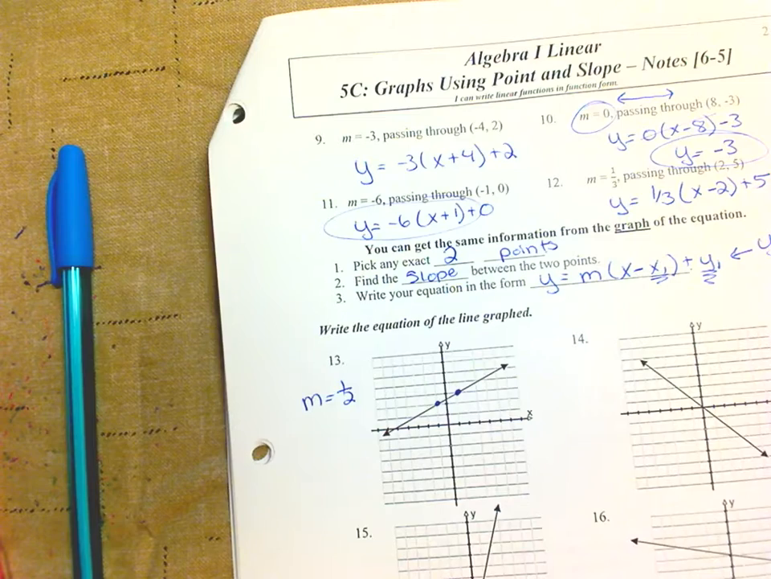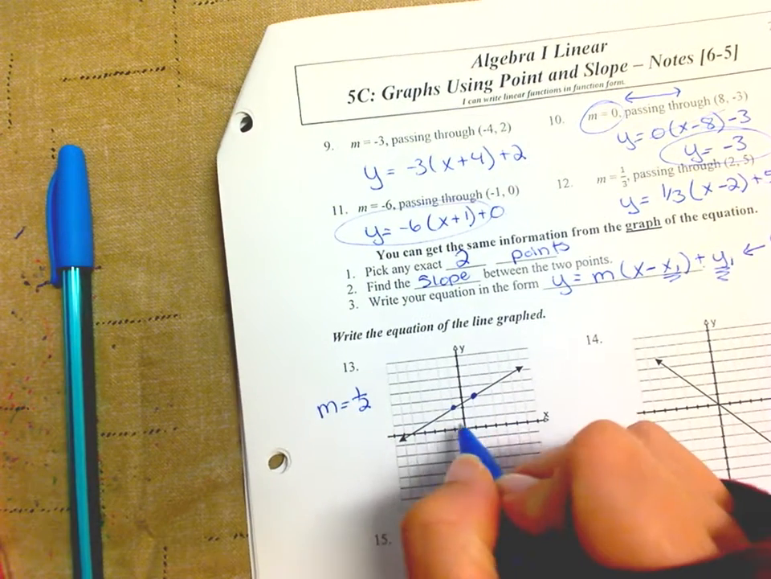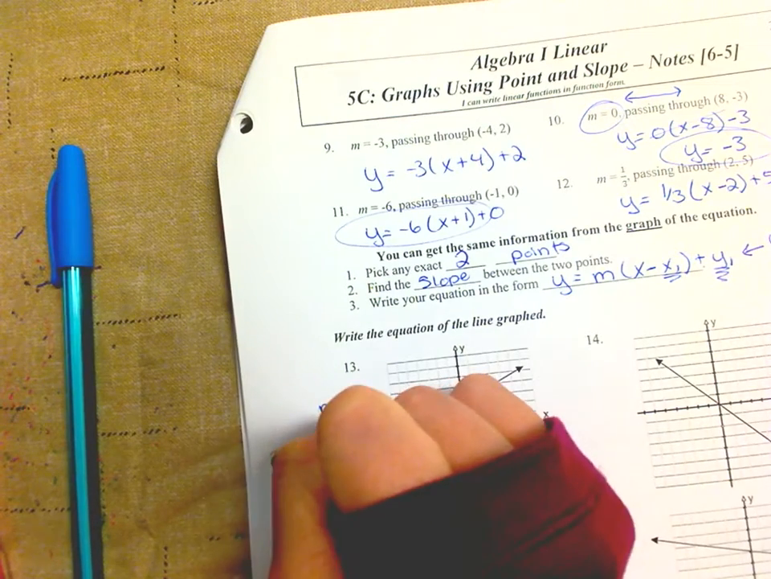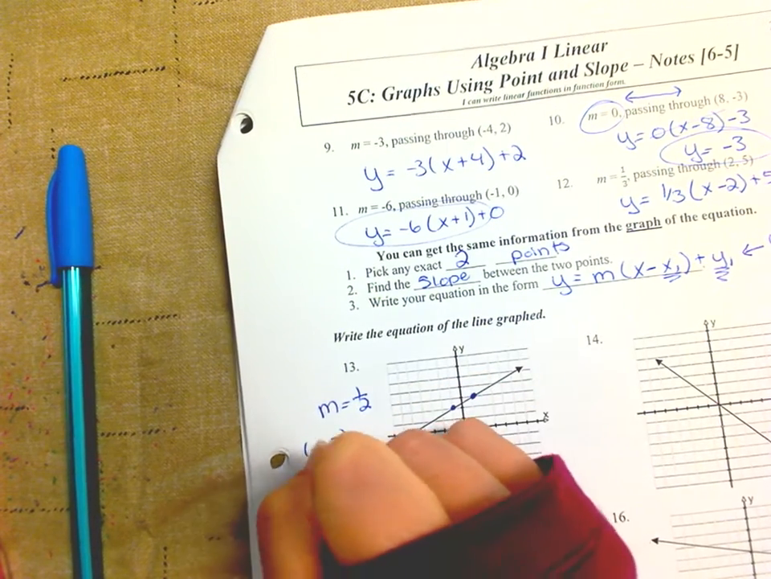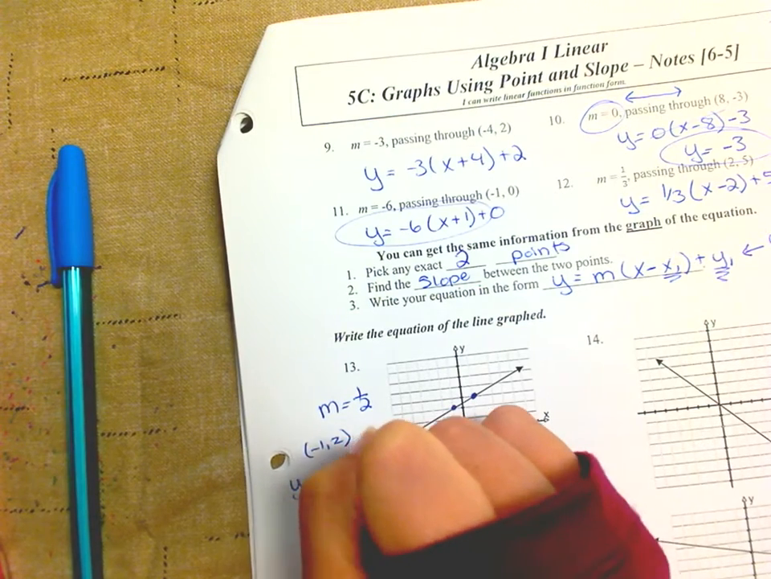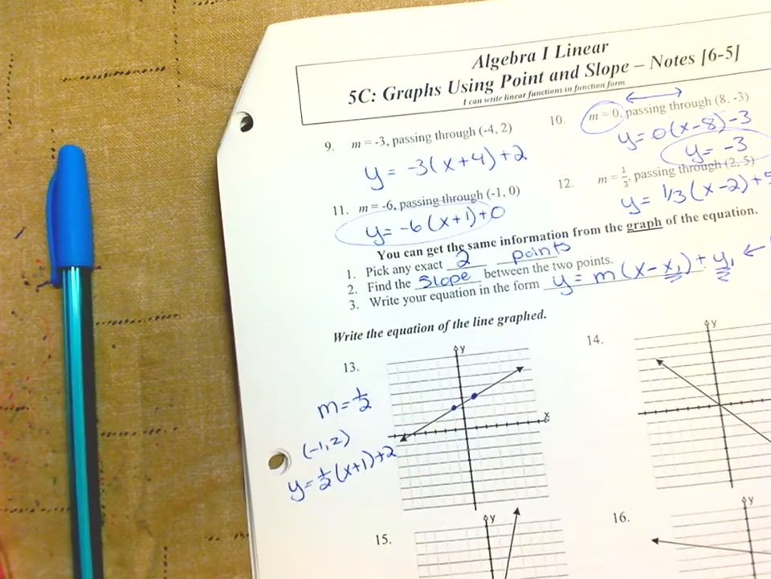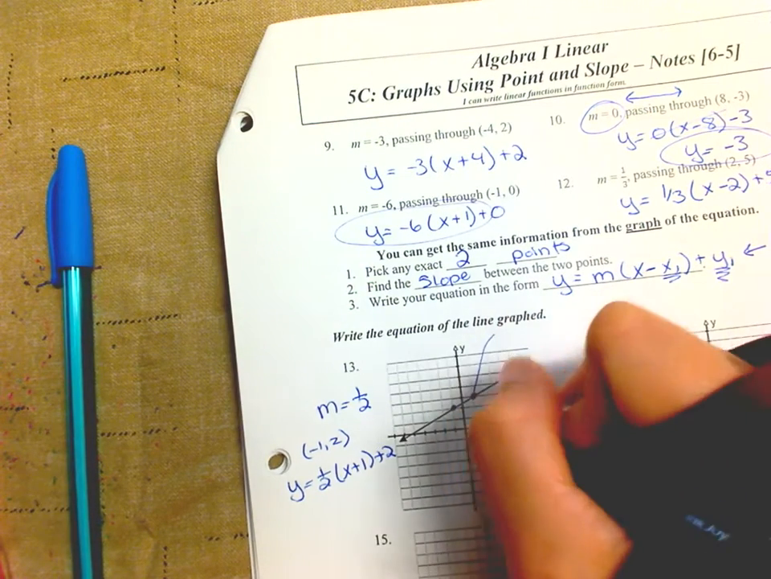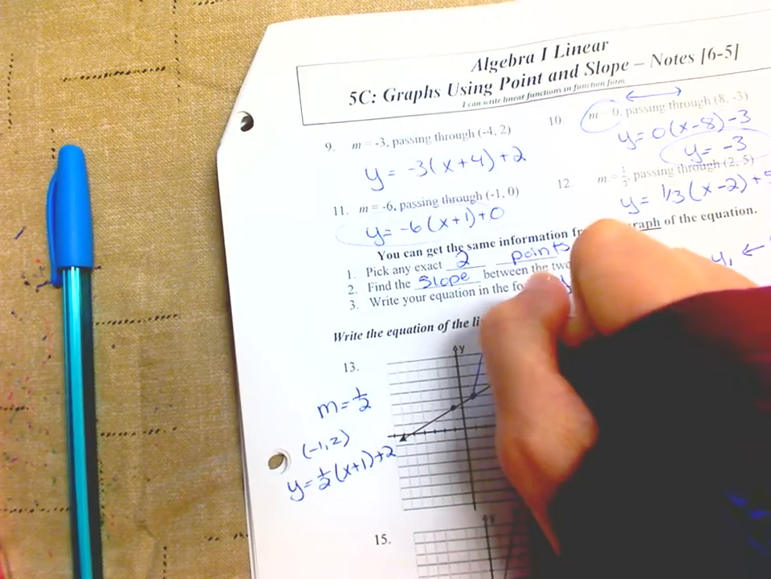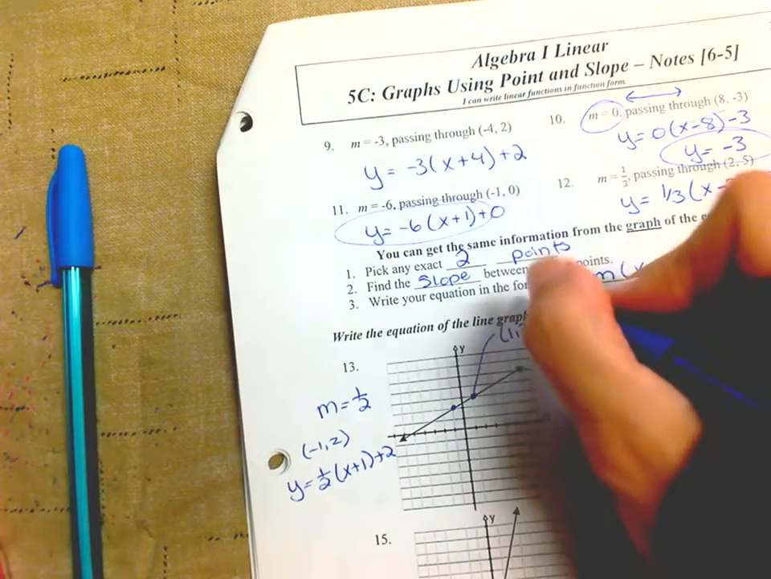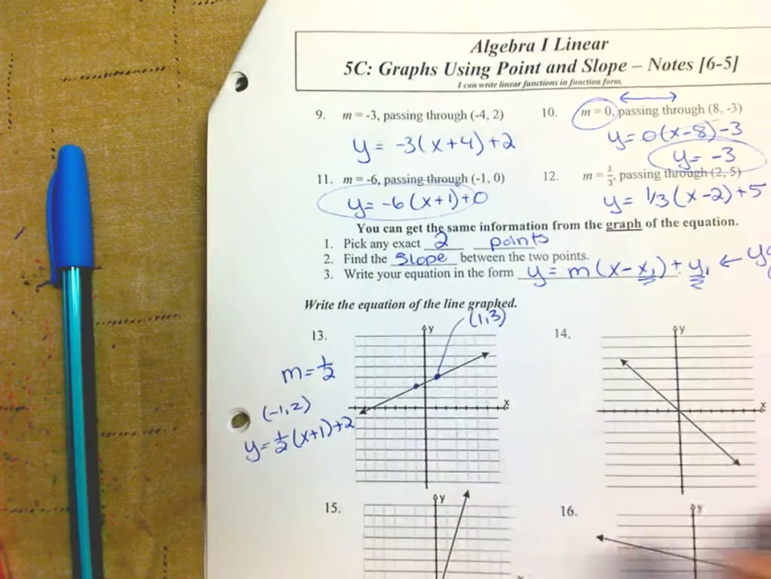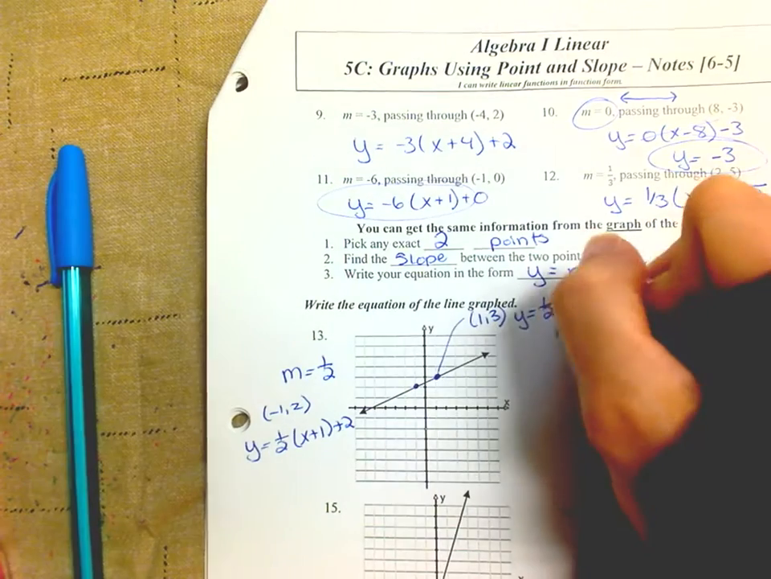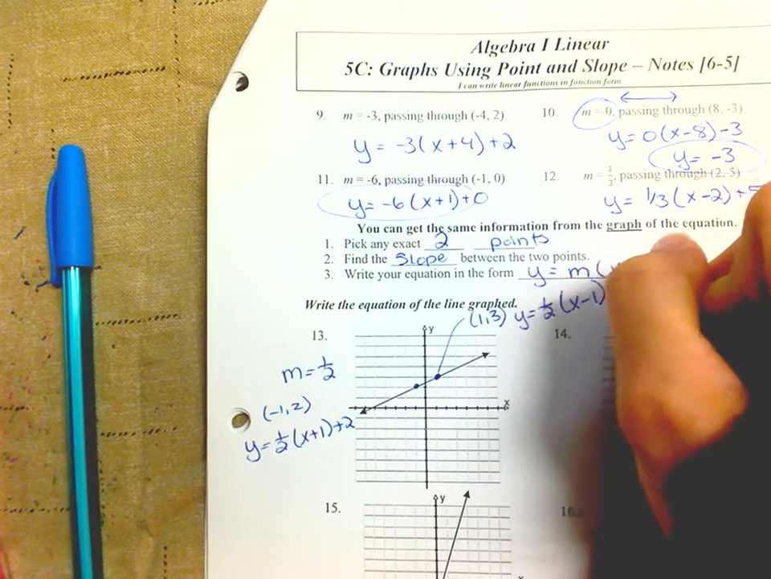And then this is where you can choose a point to use. If you're using this point here, which is negative 1, 2, it would be y equals 1/2 times x plus 1, plus 2. If you are using this point here, which is the point 1, 3, then you're going to have a slightly different answer. That is going to be y equals still 1/2, because the slope's 1/2, and then x minus 1 plus 3.